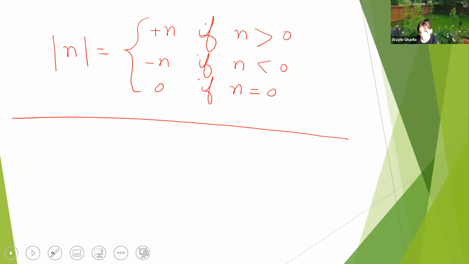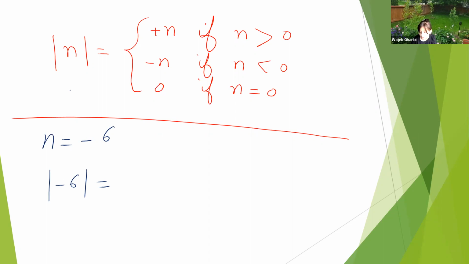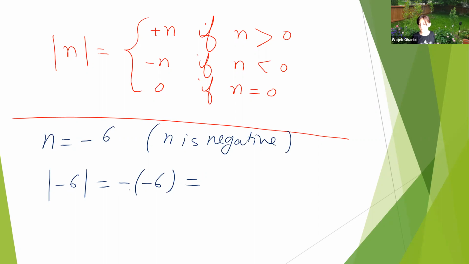Suppose n is negative. Suppose n is negative 6. Let us see. What is the absolute value of negative 6? Here n is negative, because negative 6 is negative. So the absolute value is negative n, and n is negative 6. Negative times negative is positive, so positive 6.